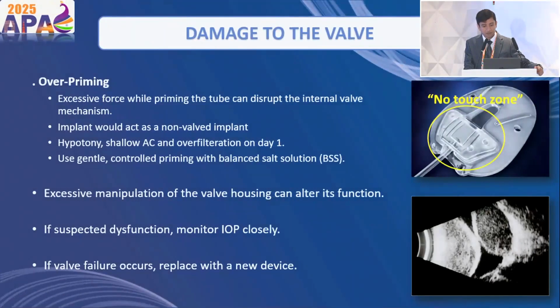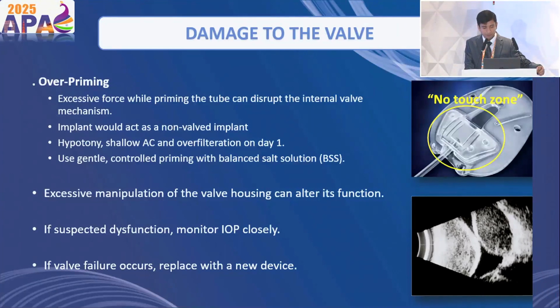You can also damage the valve by over priming it. This is important. You should not over prime your valve. You can also damage the valve housing by touching or grasping the valve, the no touch zone that I've shown here. If you do that, you will end up with a non-valved implant instead of a valved implant, even without an occlusion of the tube. So day one you'll end up with hypotony, shallow AC and overfiltration.